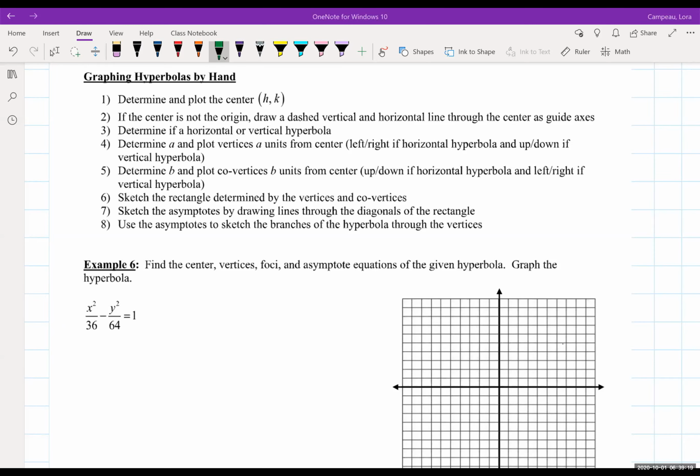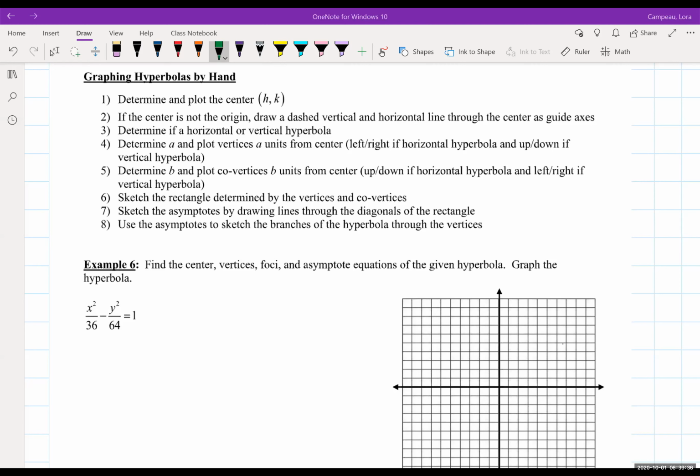Now on to graphing hyperbolas by hand. We're going to look at the equation in general form, and we're going to determine our A and our B and our center and use the idea to help us get an accurate graph for this hyperbola. So I left the steps here.